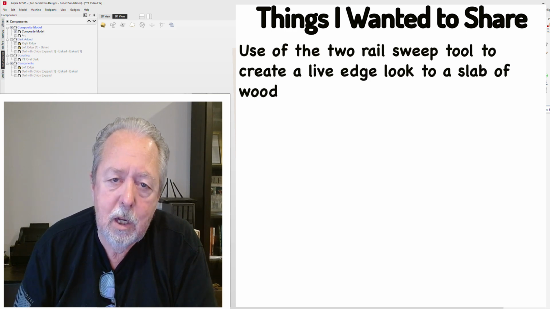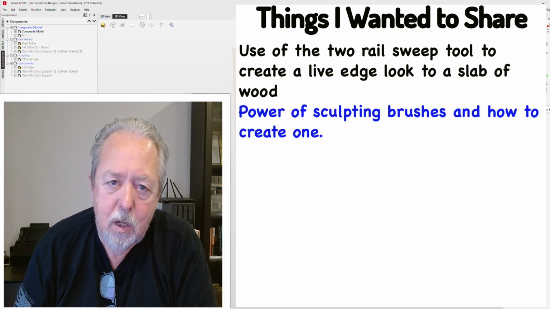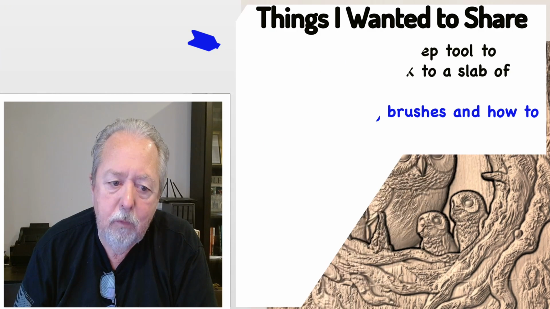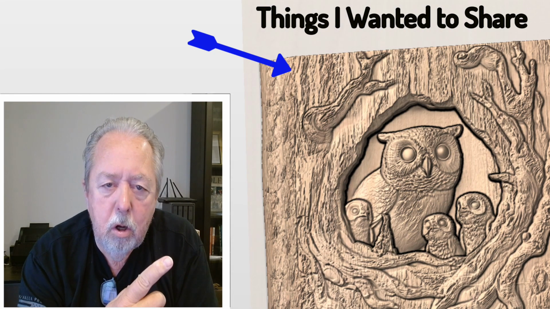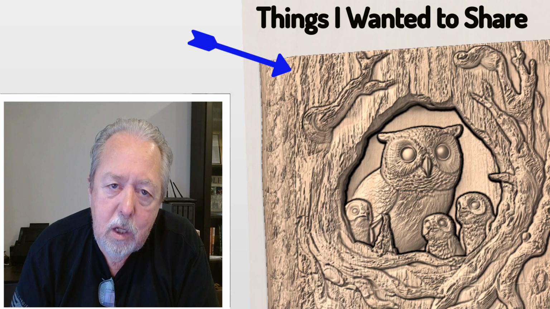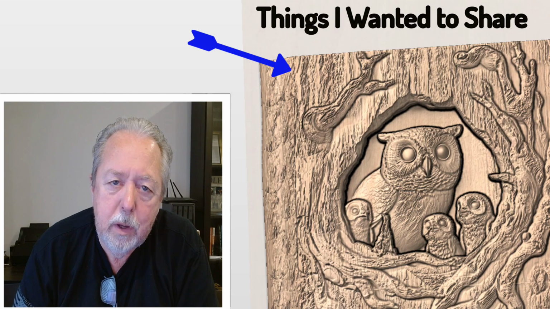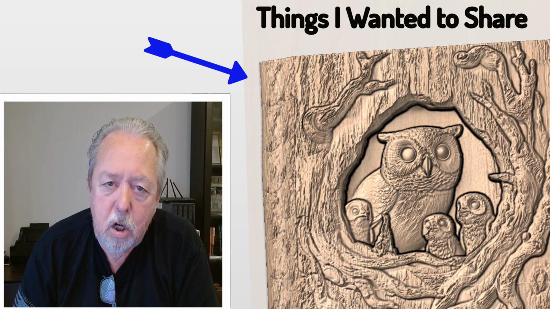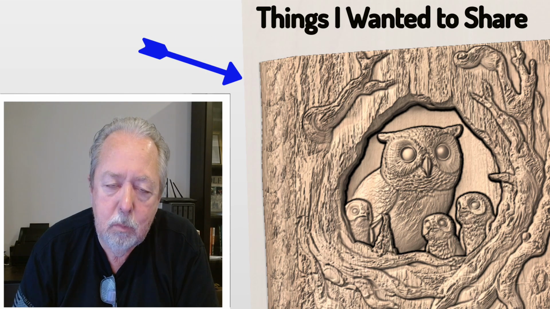The next thing that I learned about and was emphasized by Mike was the power of sculpting brushes. In this case, I created a sculpting brush right from the bark that was already on the STL that I created, and that gave me the ability to better match the texture on that piece of material.